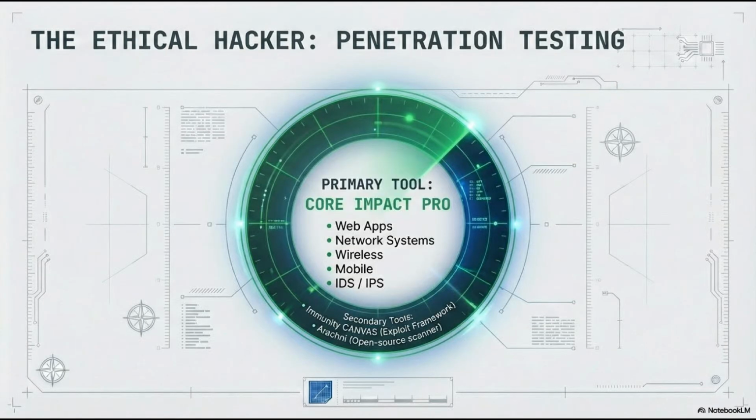And there is one primary tool just dominating the center of this slide, Core Impact Pro. The list of bullet points underneath it is huge. Web apps, network systems, wireless. It basically lists everything. Yeah. And that is exactly the point. Core Impact Pro is the comprehensive tool. It checks for vulnerabilities in web applications, network systems, wireless networks, mobile devices, and your defense systems like your IDS and IPS. So it's basically the Swiss Army knife of pen testing.